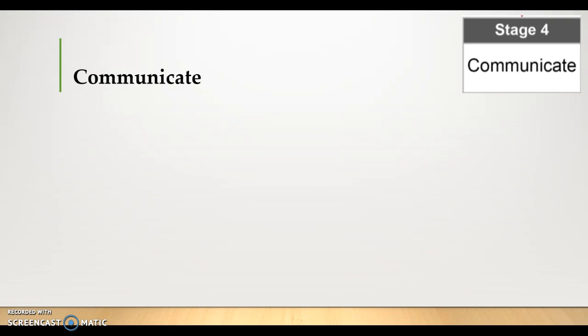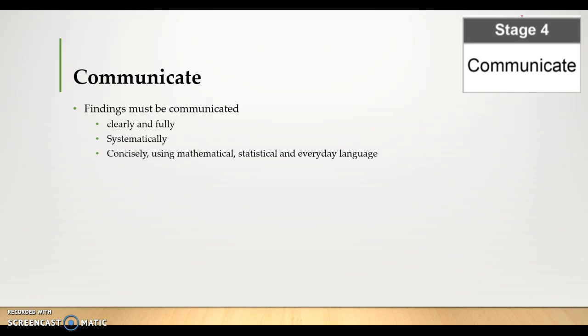And finally, we want to be able to communicate that. And that should be done clearly and fully in a very systematic way where you've defined the problem, provided a solution, evaluated and verified it, and then you've communicated any conclusions. It should be done concisely using mathematical, statistical and everyday language. So what I mean by that is don't say in 100 words what you could say as well in 20.